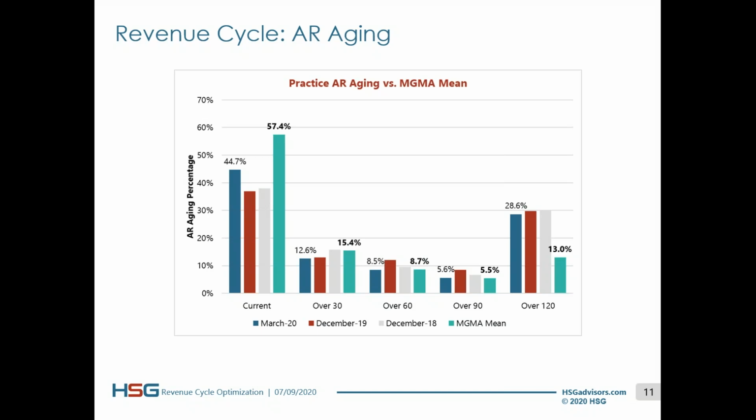So in this particular example, we've got almost double, a little bit more than double of our AR being above the MGMA benchmark of 13%. So we're at 28.6% on the most recent data in terms of AR over 120 days, which leads again to other questions. What's in that bucket? Knowing where this data comes from, the analysis shows that a lot of that is self-pay.